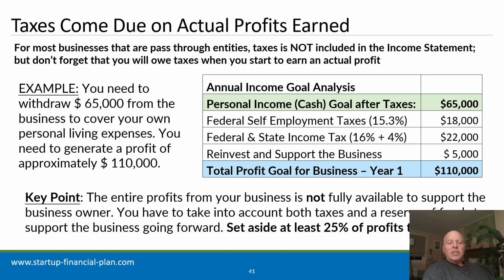Once you start to actually earn an actual profit, and let's just say, for example, you need to withdraw $65,000 every year to live off your business. I need to take $65,000 out of my business every year from the actual profits so I can pay my personal expenses. What you need to realize is you need to set aside probably 25% of the profits because you've got two silent partners you have to pay, whether you like it or not.